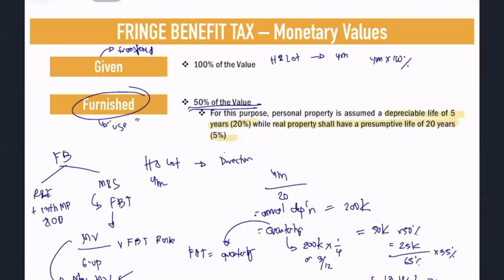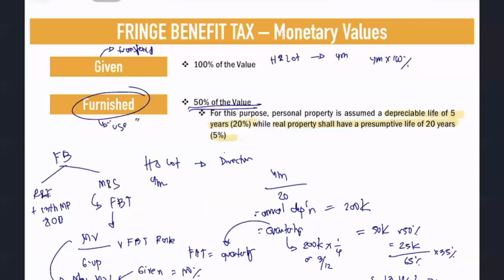What is next is determine whether what is provided is either given or only furnished. If given, there is a transfer of ownership, you tax it at 100%. If furnished, you tax only at 50% of the value. And aside from that, you need to depreciate it over the life. If that is personal property, 20% per year. And if it is real property, 5% per year.